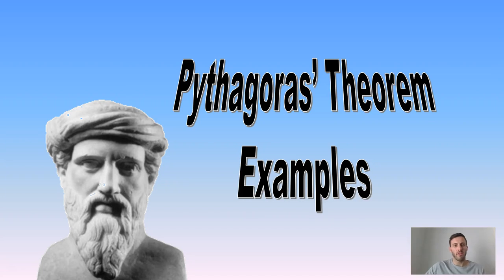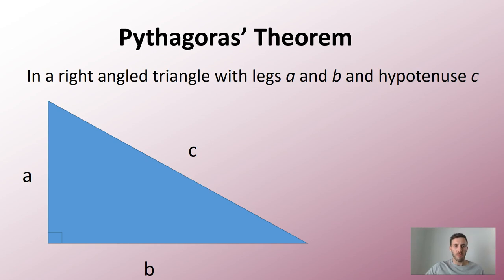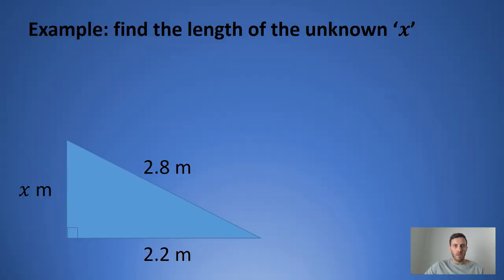Okay everyone, today we're going to have a look at a few more Pythagoras' theorem examples. Remember from the previous video, in a right angled triangle with legs a and b and hypotenuse c, Pythagoras' theorem says that the length of a squared plus the length of b squared equals the length of c squared. So let's find the length of the unknown x in this example.